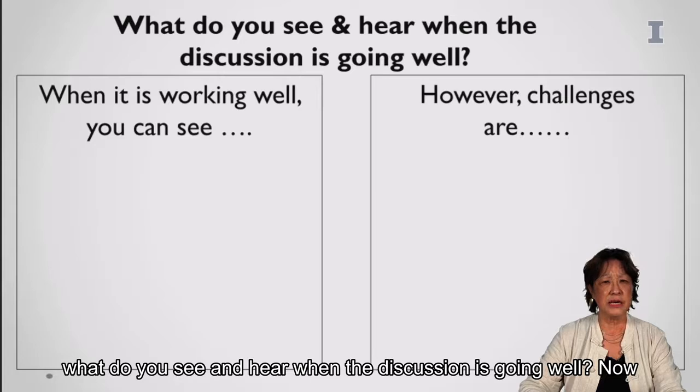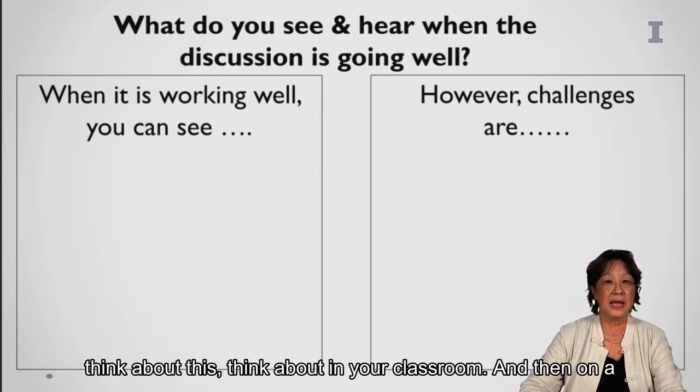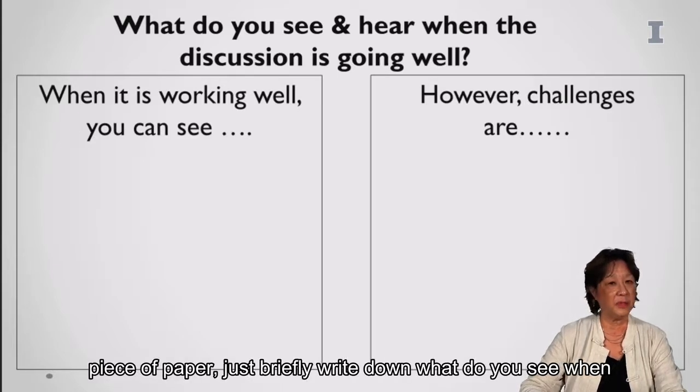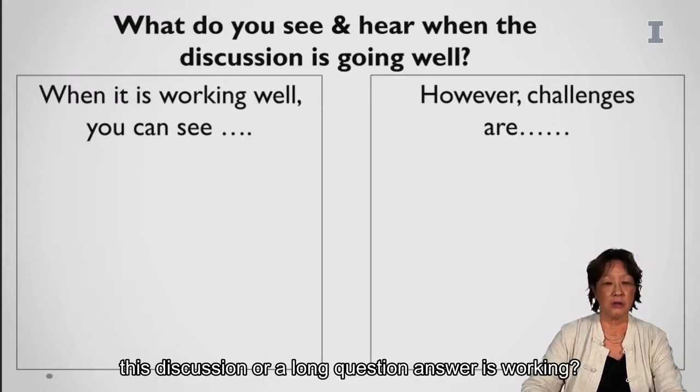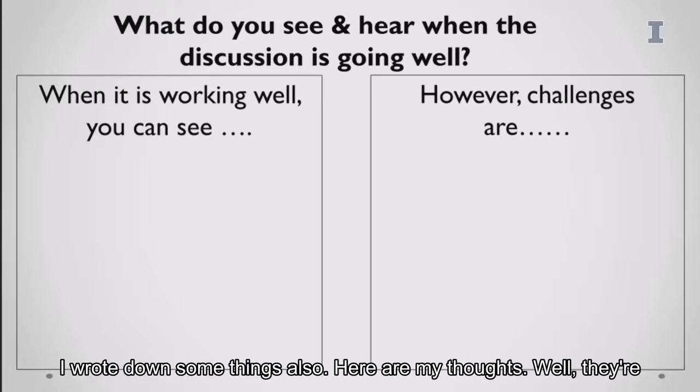So, what do you see in here when the discussion is going well? Now, think about this. Think about in your classroom, and then on a piece of paper, just briefly write down, what are you seeing when this discussion or a long question and answer is working? I wrote down some things also.